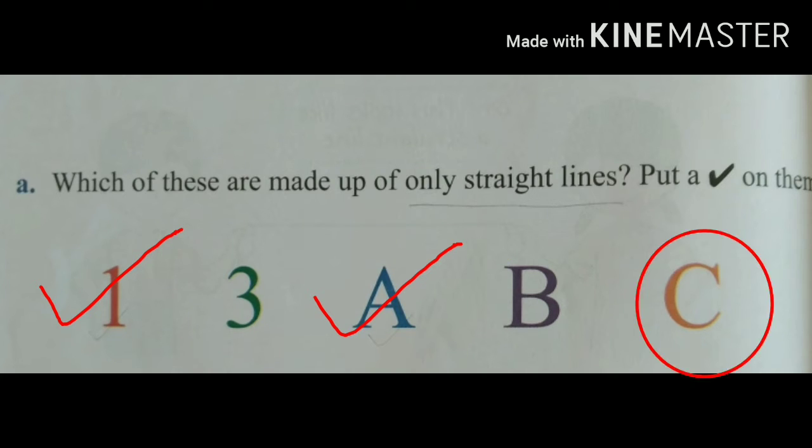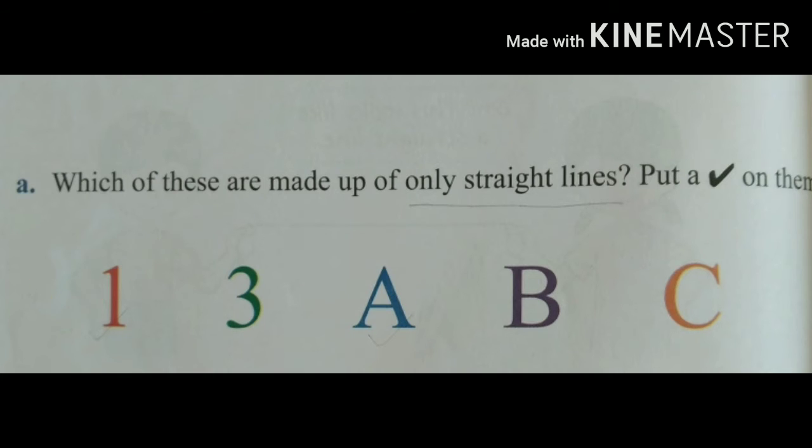The next letter is C. We all know the letter C is a curve. So we can't tick on it. So the number 1 and the letter A are made up of only straight lines. Is it clear children? Yes.